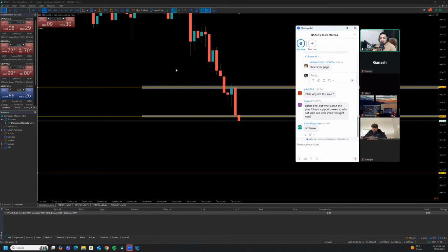3920, why not this zone? What zone are you talking about, Jacob? What about the previous 50-minute support broken? So why not a valid sell with small risk right now? Right now, no, it doesn't make sense.